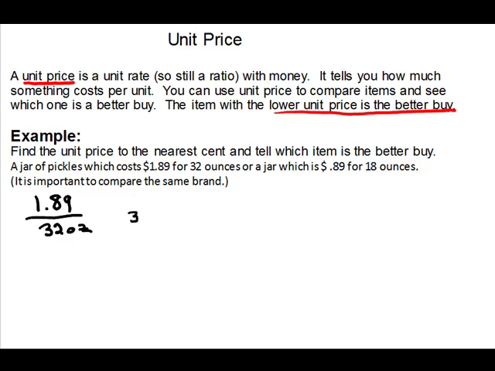So we need to do 32 into 1.89. There's no decimal in the divisor, so your decimal needs to go straight up. Then you're ready to divide. 32 into 18, it won't go, so put a 0. 32 into 189 will go 5 times. Multiply back. 5 times 32 is 160.